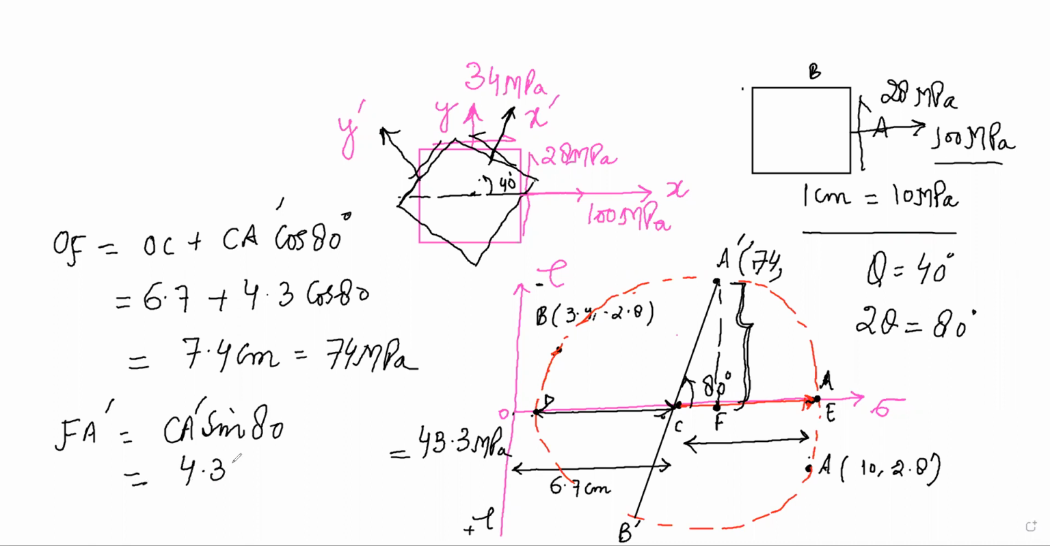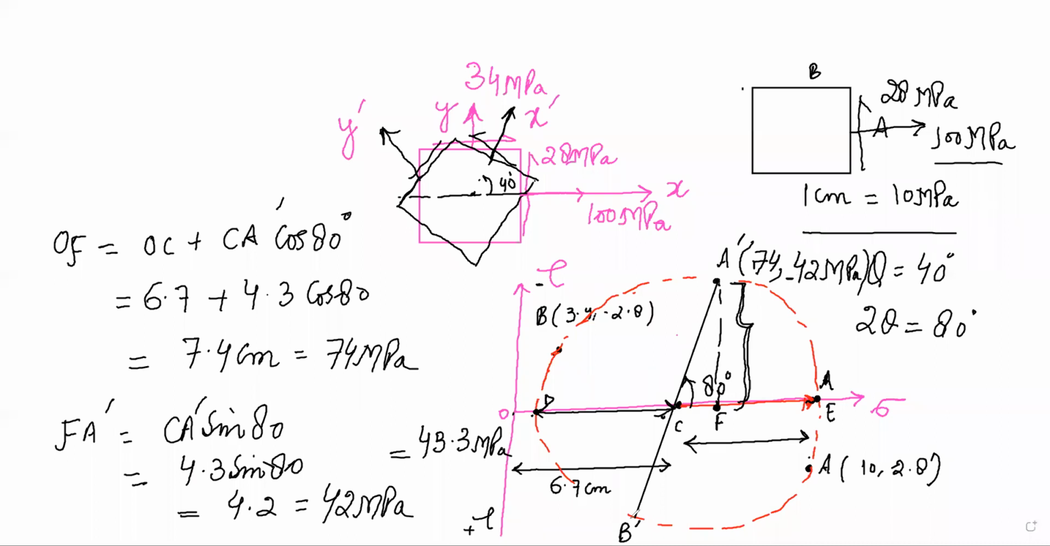4.3 sin 80. How much is that? 4.2. That is equal to how many megapascal? 42 megapascal. So I will write here the shear stress is equal to how much? 42 megapascal. But is it negative or positive? It is negative. So we'll write this as minus 42.